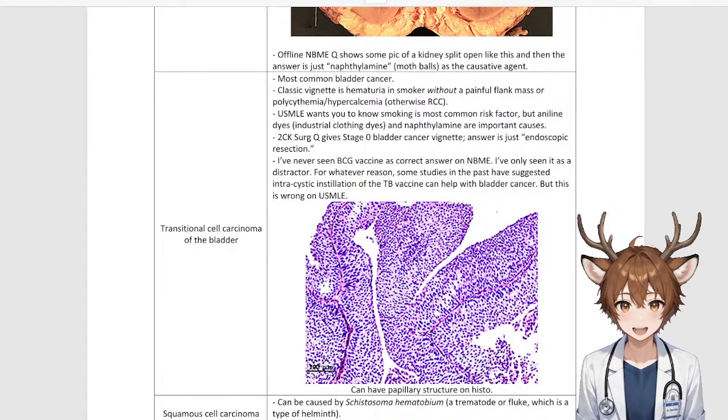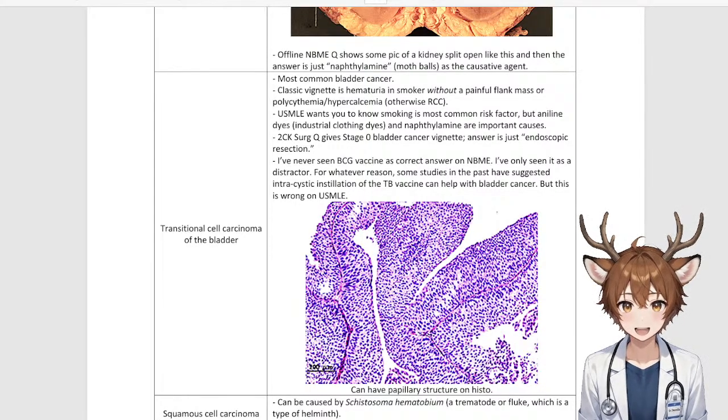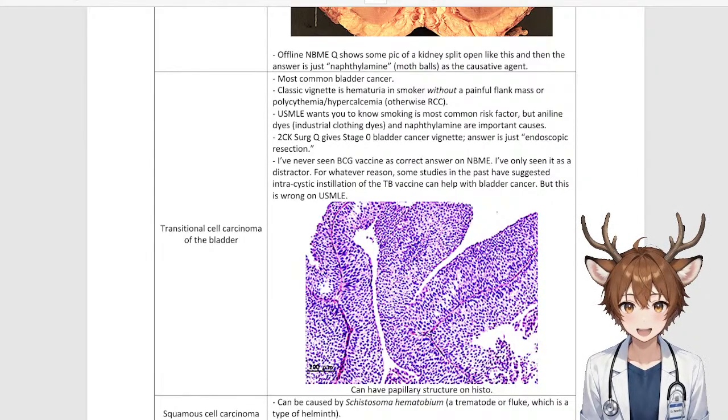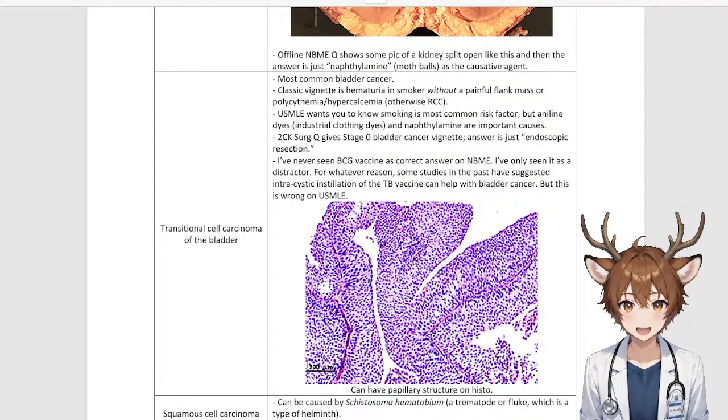I've seen BCG vaccine as correct answer on NBME. I've only seen it as a distractor. For whatever reason, some studies in the past have suggested that intravesical instillation of the TB vaccine can help with bladder cancer, but this is wrong on USMLE. You can have papillary structure on histo.